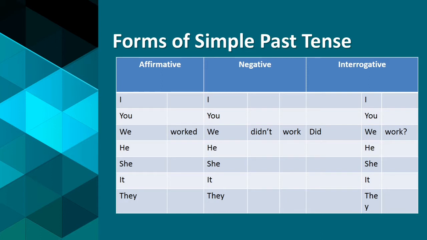Now there are three forms of simple past tense: the affirmative, the negative, and the interrogative. The affirmative is also known as the positive sentences. Example, I worked or they worked. The negative makes use of the word not. So, I didn't work, they didn't work. And the interrogative is the question form of the past tense. Example, did I work, did they work, etc.